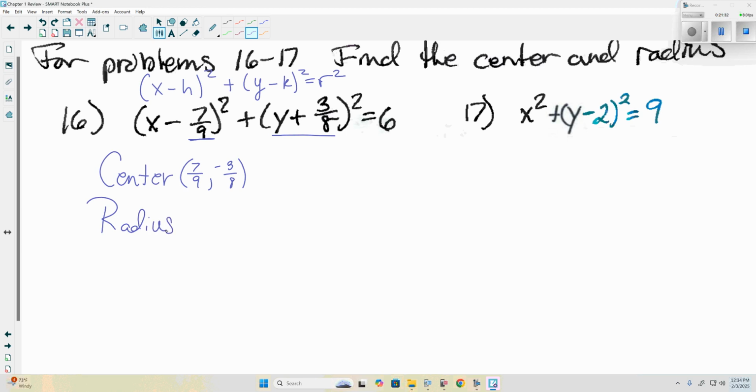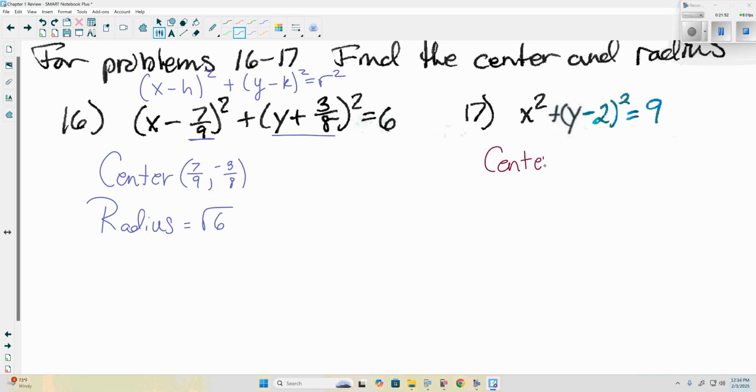Radius is going to be the square root of 6, because r squared gave us 6. We take the square root of that 6 to find out that the radius is the square root of 6. Does that make sense? Let's just go on to the other one, 17.